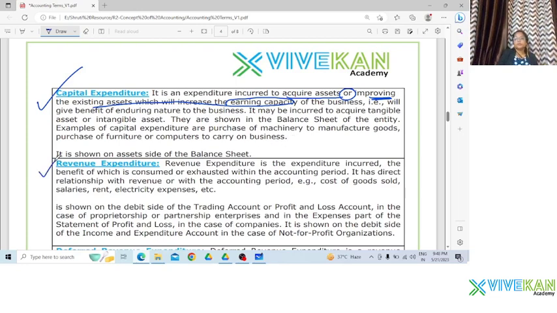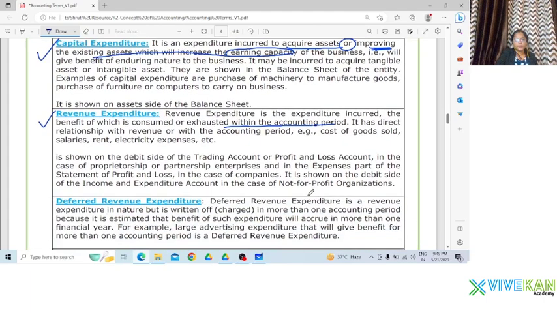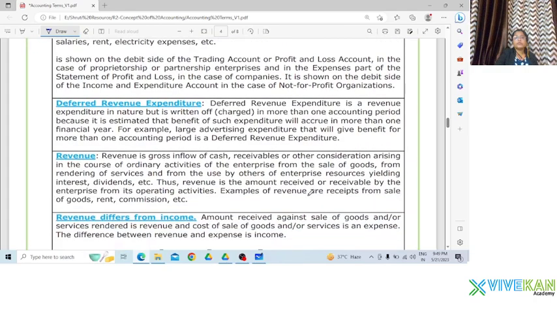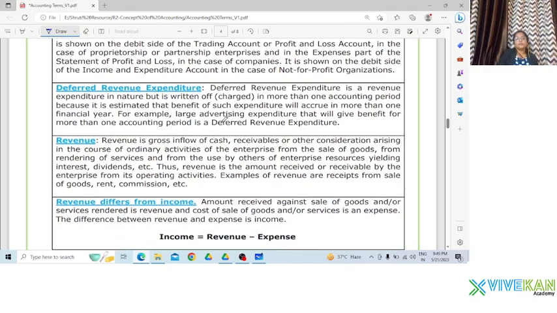And revenue expenditure means expenditure which is consumed or exhausted within the accounting period. Like electricity expenses, or when you have purchased raw material. These are all related to operations, and the benefit will be exhausted in this accounting year only. They are called revenue expenditure, which is treated as an expense. Deferred revenue expenditure, I have explained in detail earlier, like advertisement expenditure. This is the same thing.